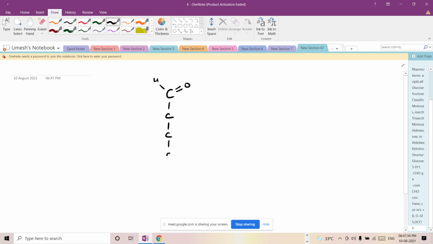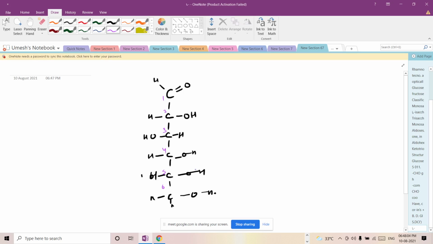One, two, three, four, five. I'm drawing the straight chain structure first. Now understand that here, one, two, three, four, five, six. For the fifth carbon atom, the electromagnetic effect this side and H goes with this, and this O negative makes bond with the carbon.